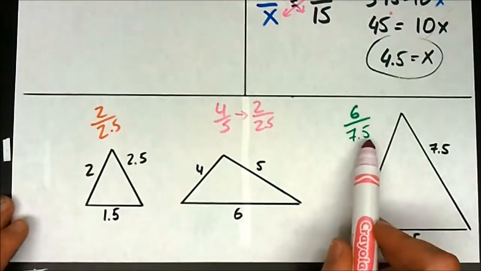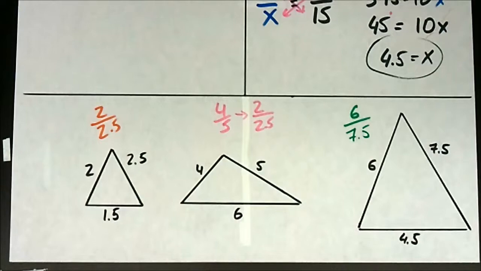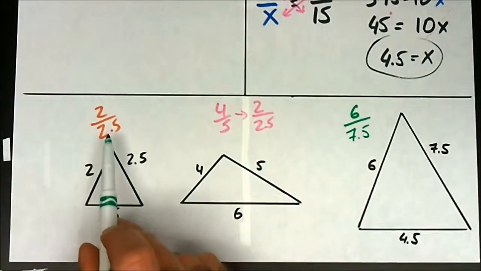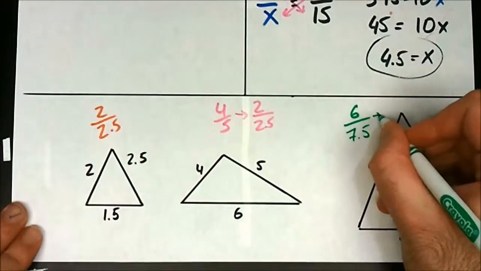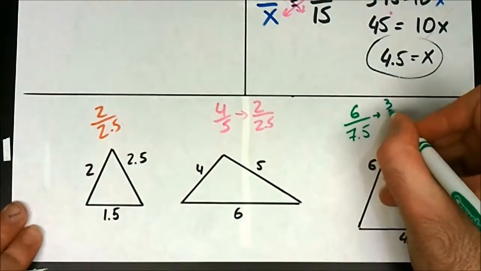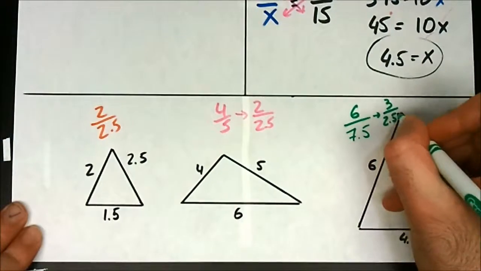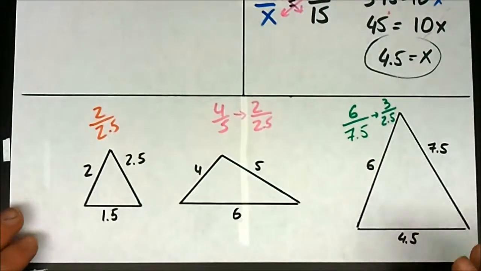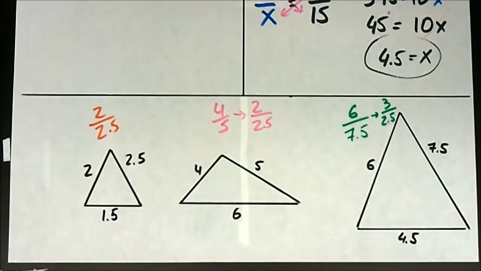What's the relationship between 7.5 and 2.5? 7.5 is 3 times as big as 2.5. So if I divide both top and bottom by 3, I would get 2 over 2.5. And they're all similar. Sorry, I really meant for this one to be different. I will on the quiz. Well, maybe not the middle one. One of them will be. Alright, questions about that one?